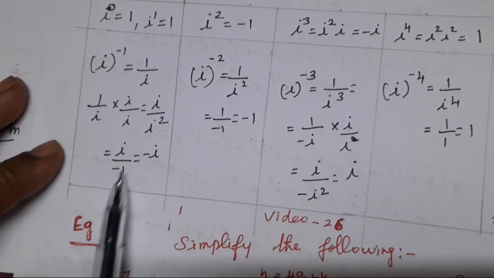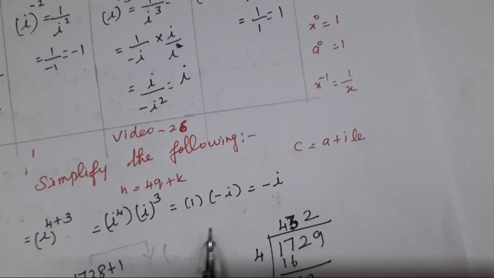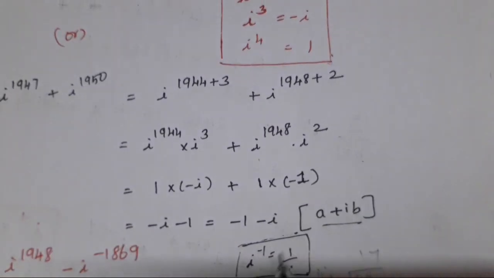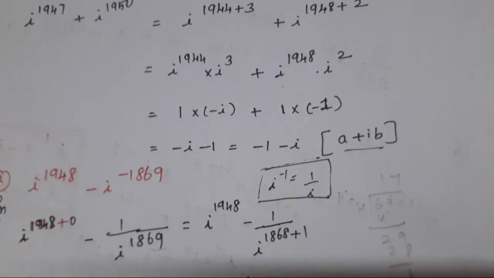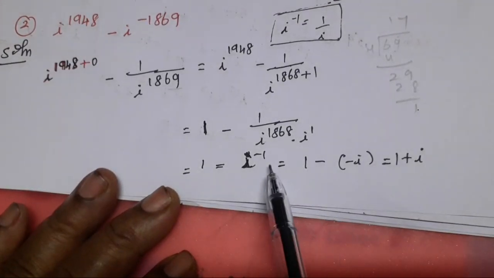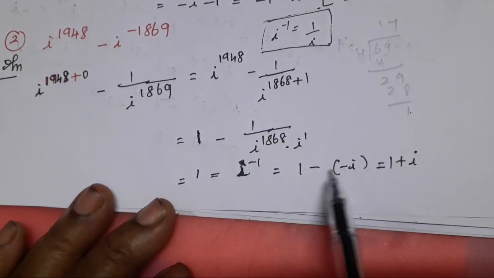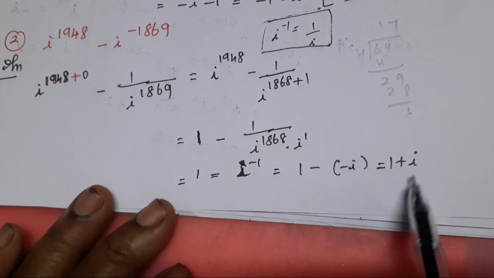So recall that one: i power minus 1 is minus i. So 1 minus i power minus 1 is what? Minus i. Minus into minus becomes plus i. So 1 plus i. This is coming in the standard form.